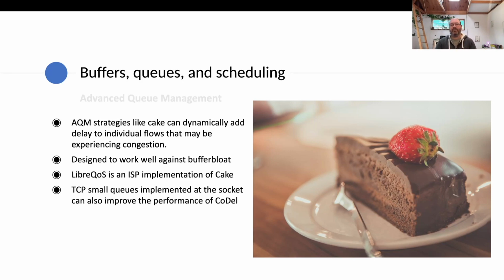LibreQoS is an ISP implementation of Cake. It's pretty cool. I'm looking to check that out as well, play with it, do some testing. And TCP small queues, TSQ, was implemented at the socket, and can also improve the performance of controlled delay, or CoDel.